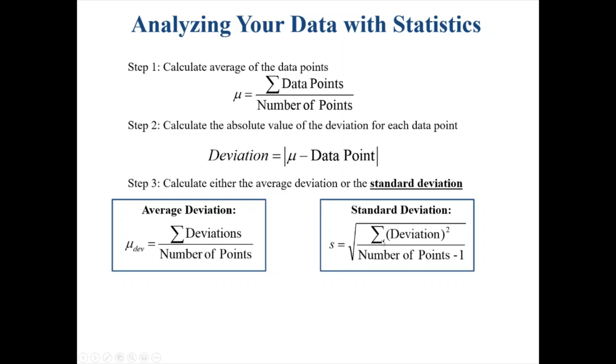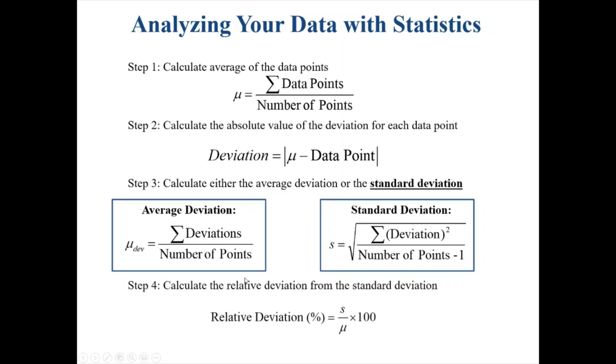The standard deviation is a little bit more complicated. You're going to take the sum of the deviations squared. So you take each deviation and square it, then add them up, and then divide by the total number of points minus 1. Then from that, you take the square root of that whole thing, and that gives you the standard deviation. And then finally, you can calculate the relative deviation by taking your standard deviation and dividing it by the average, and then multiplying that by 100.